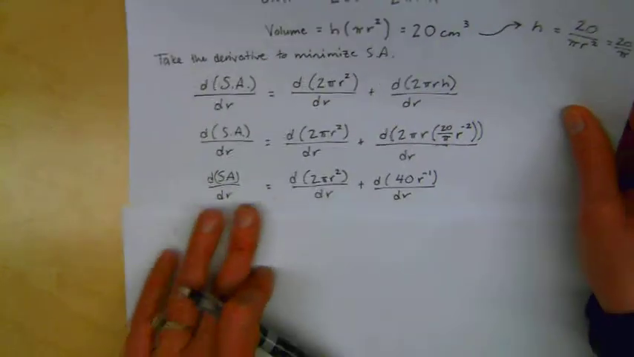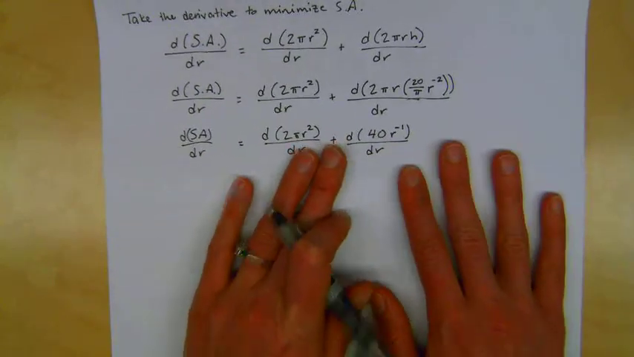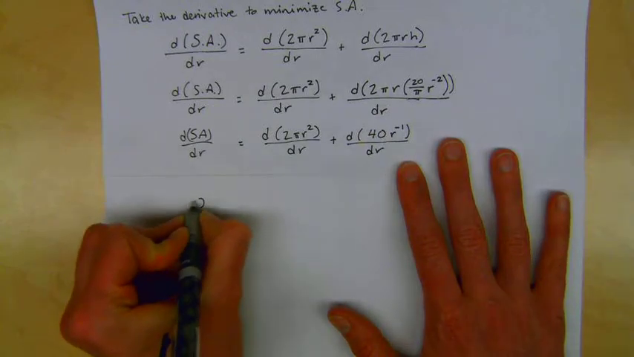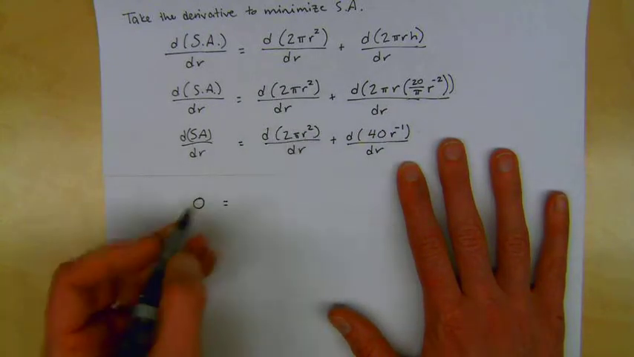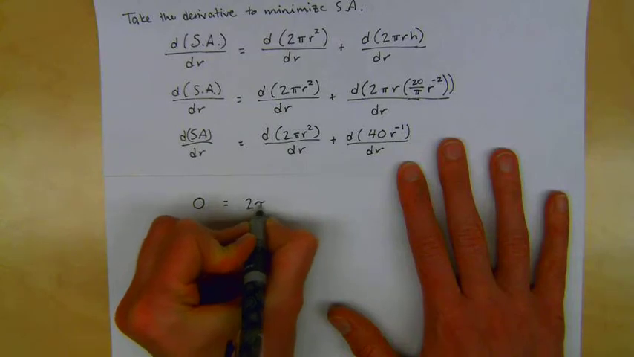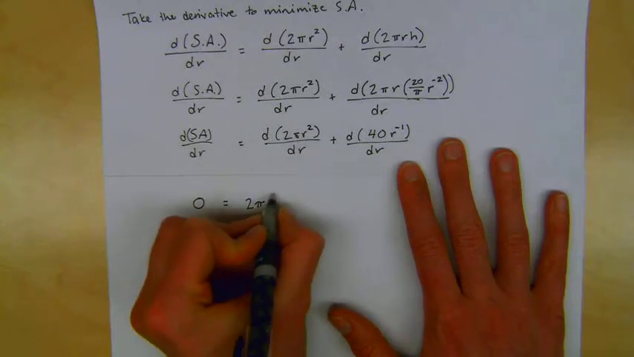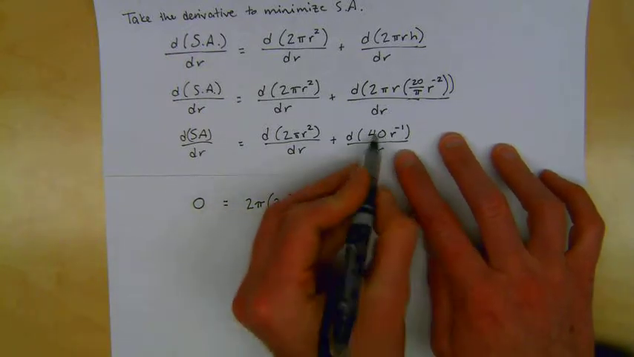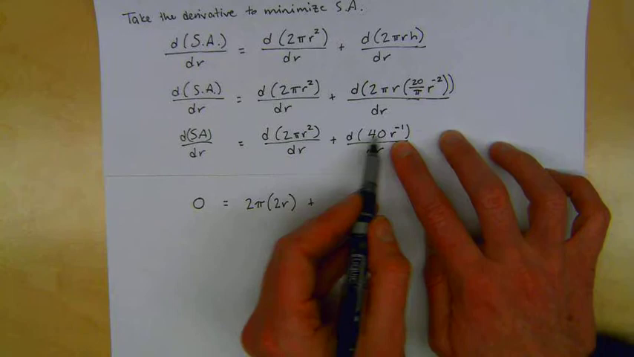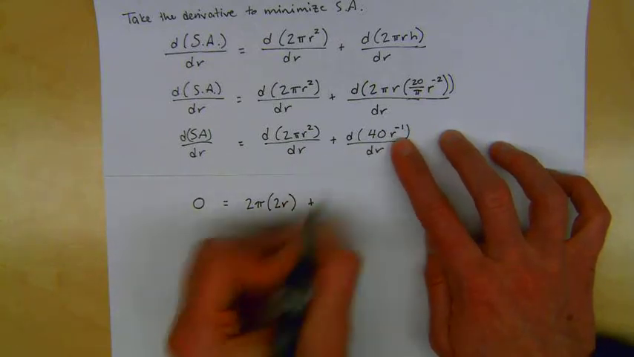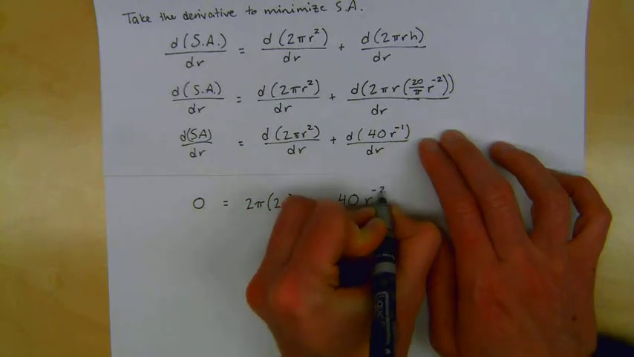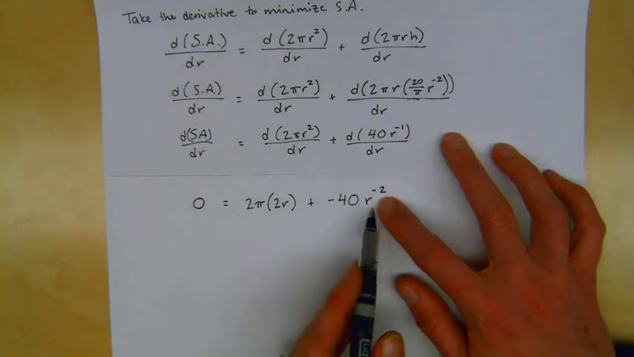Let's do the hard work of calculus. So the derivative, we're going to take this derivative and set it equal to 0. So 0 is going to be equal to the derivative of this, which is 2 pi, because r is squared, the derivative of that becomes 2r, plus the derivative on this side is going to be 40 r to the negative 1. Recall that by power rule, we get negative 40r to the negative 2.